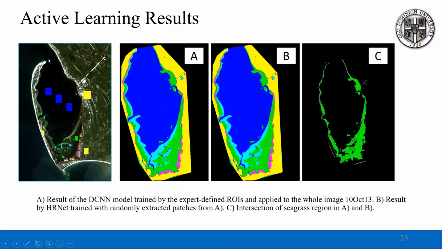Now I will talk about the results. So this first image is of the defined regions of interest. And then picture A is the classification map produced by the patchwise model DCNN. For picture B, first we used picture A as the ground truth for training HRNet. After training HRNet, we apply it to the image to create a prediction, which is picture B. Picture C shows the agreement between picture A and picture B on seagrass distribution, which matches very well, meaning that the active learning is effective.